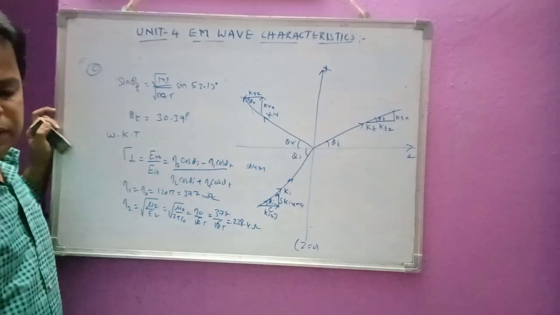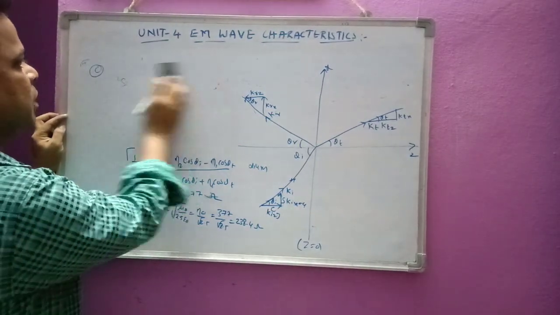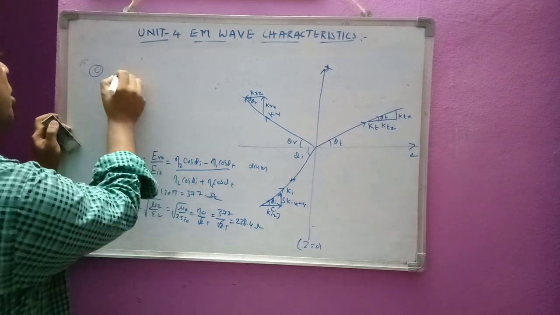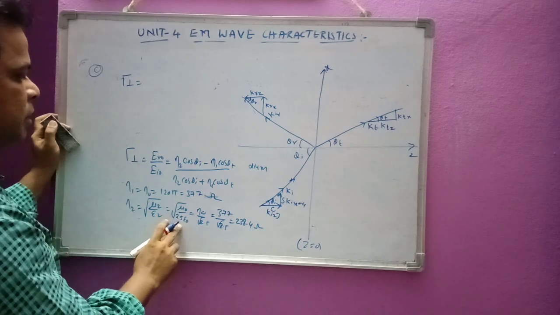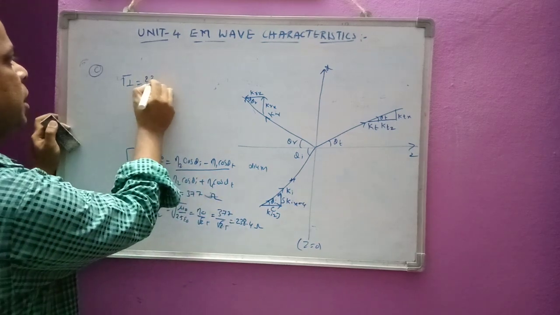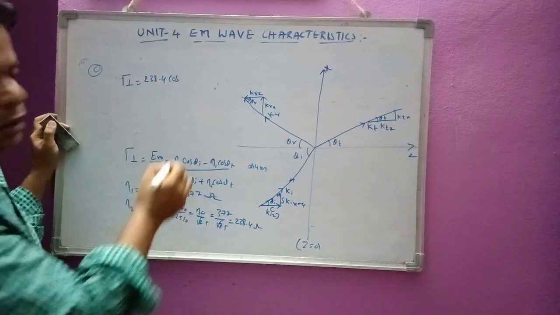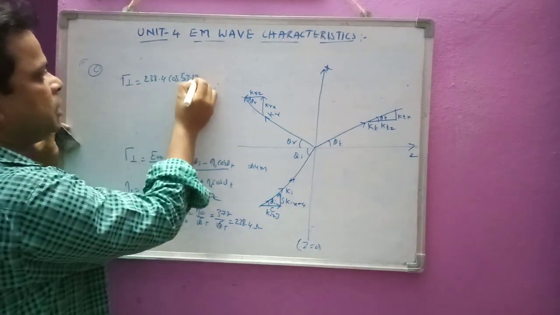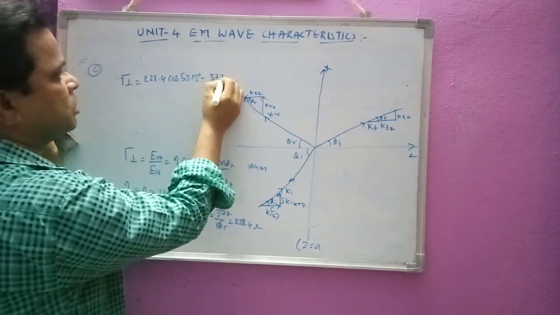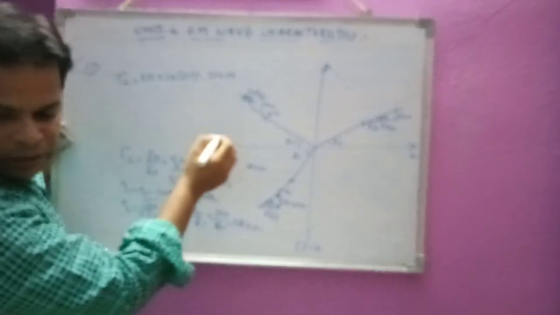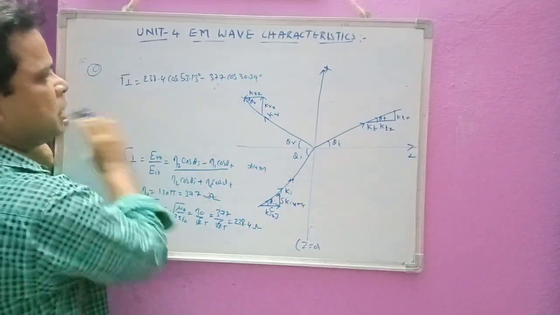So remember these two values, and we have to use them in this formula. We will try to substitute here. Let us see what we are going to get. Gamma perpendicular is given as eta 2, which is 238.4, cos theta i, which is 53.13 degrees, minus eta 1, which is 377 ohms, 377 cos theta t, which is 30.39 degrees. I will erase this one.